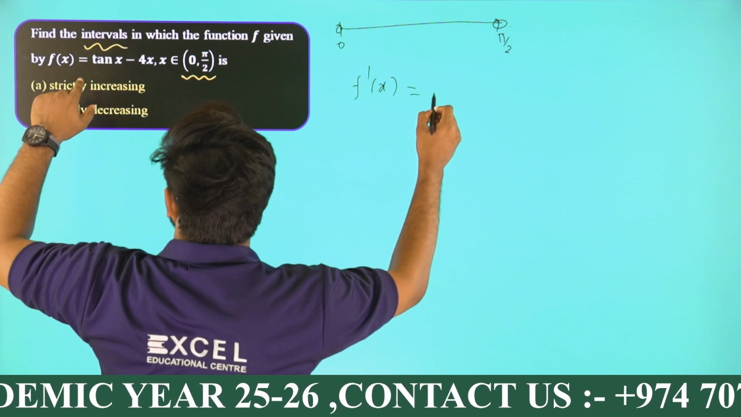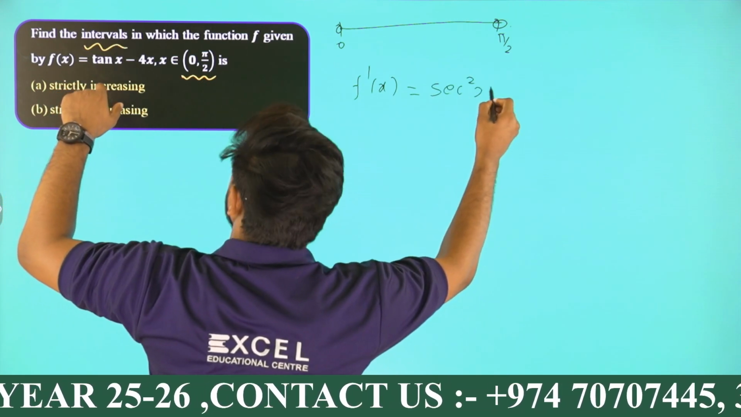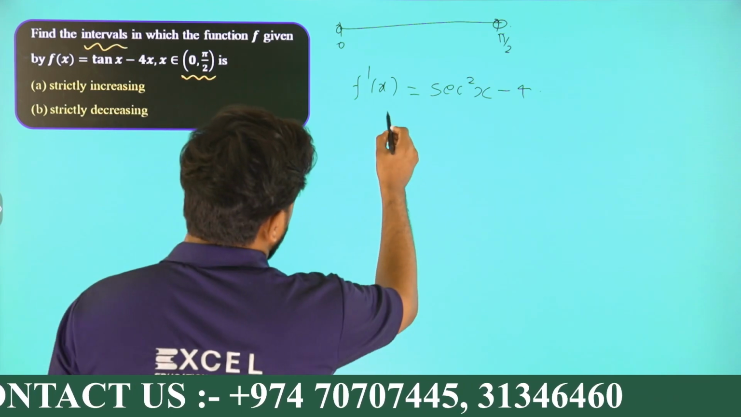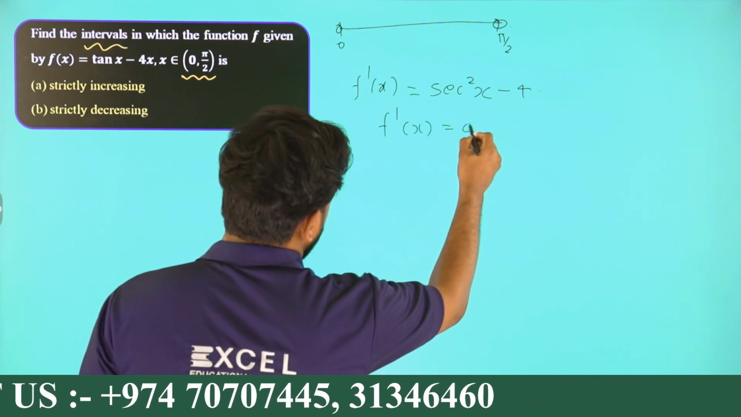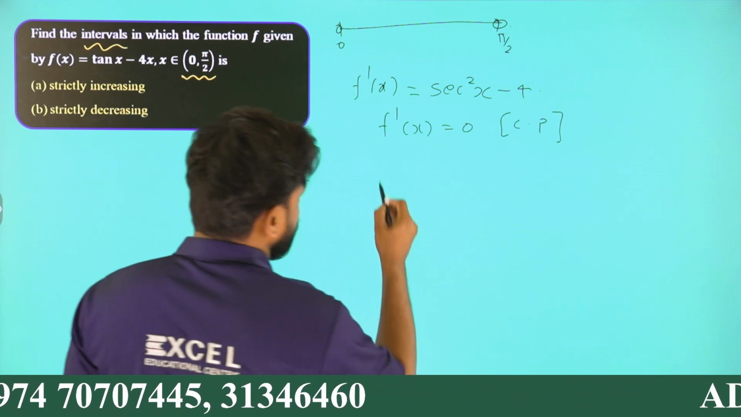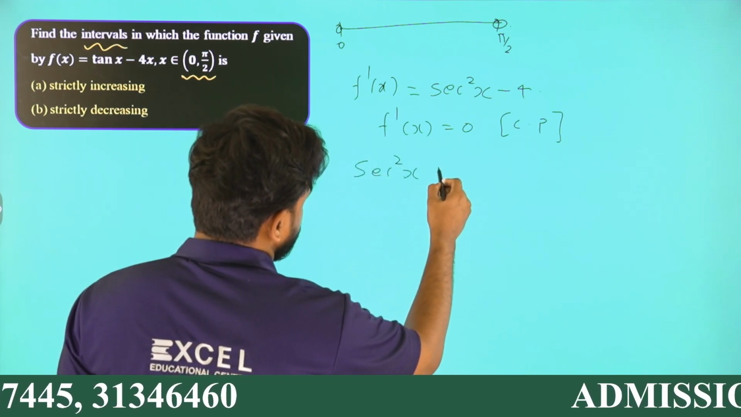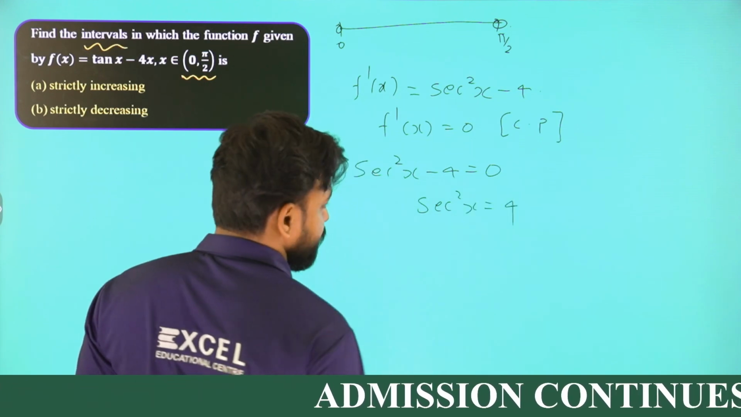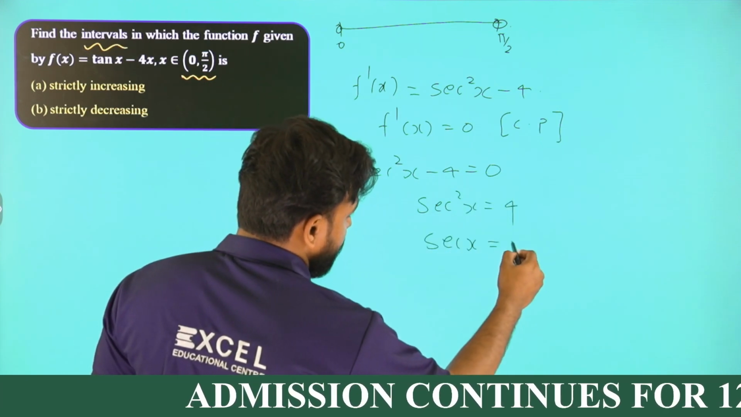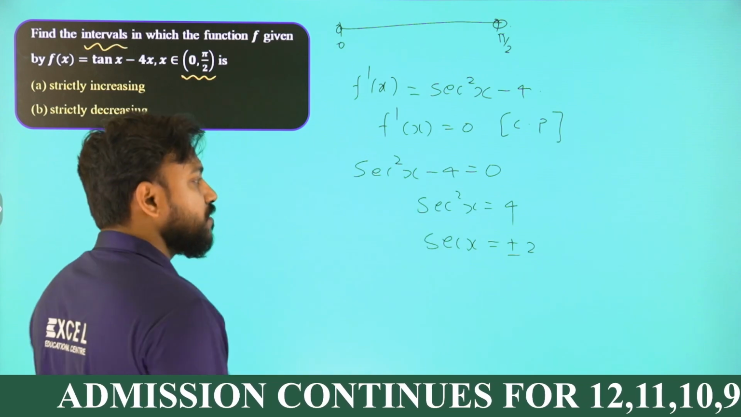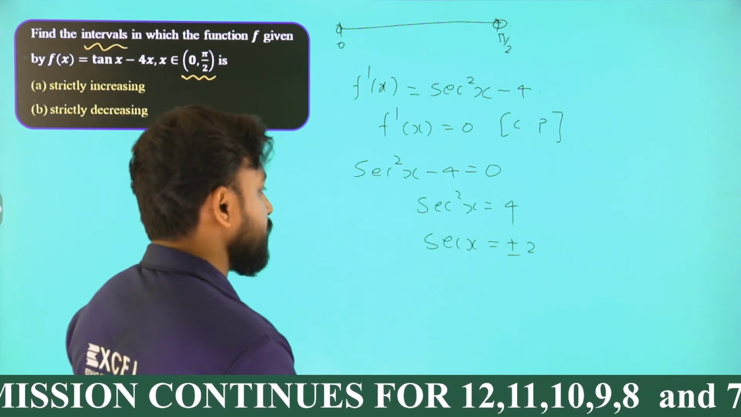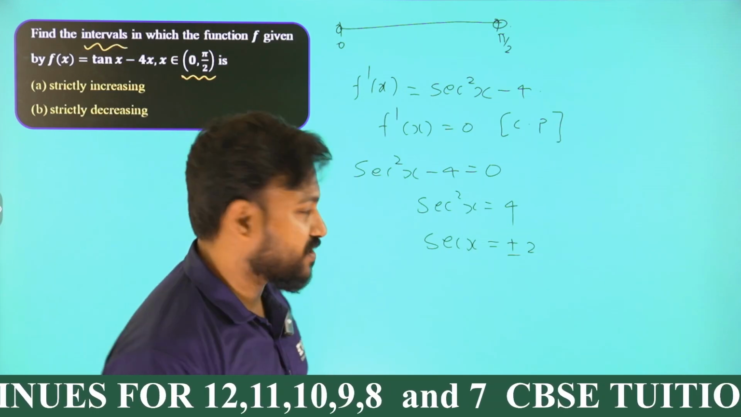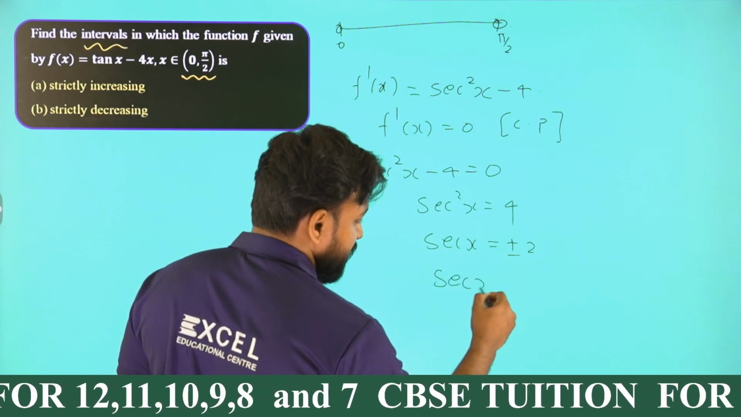f dash of x is what? sec square x minus 4. Then we need the critical point. f dash of x is equal to 0 at the critical point. That means sec square x minus 4 is equal to 0. That means sec square x is equal to 4. So sec x can become plus or minus 2. If it's plus 2, you'll get 4. If it's minus 2, you'll get 4. But you are only allowed to take the first quadrant, right? In the first quadrant, you only get a positive number. So you only write sec x is equal to 2.